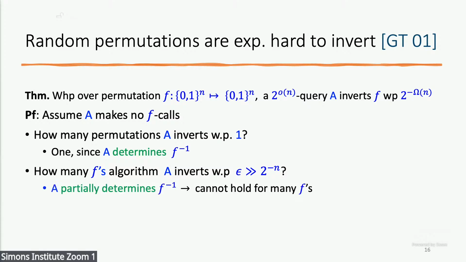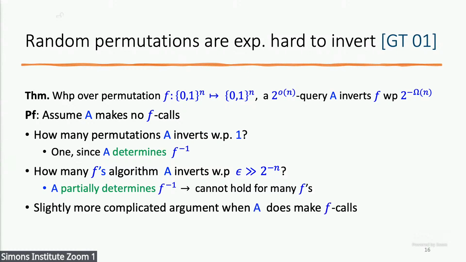Not that many. Why not that many? It doesn't determine F minus 1, but it partially determines F minus 1. And there are not too many permutations it can partially determine. So for the same reason, if it makes no query, then any adversary that makes no query, if it does significantly better than exponentially small, it only does so for very few permutations.